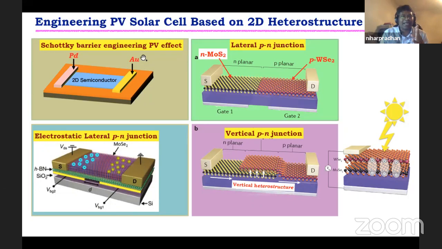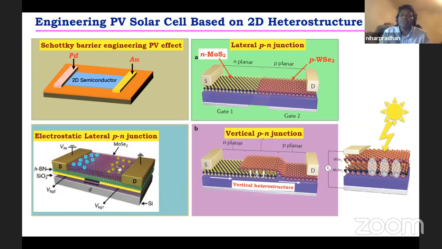For example, palladium and here gold, then because of the Schottky barrier height difference between the source and the drain, you can actually form the PN junction, and that will provide you the photovoltaic solar cell. So another one, if you have a single material, just one type of material, for example, MoS2, which is ambipolar.